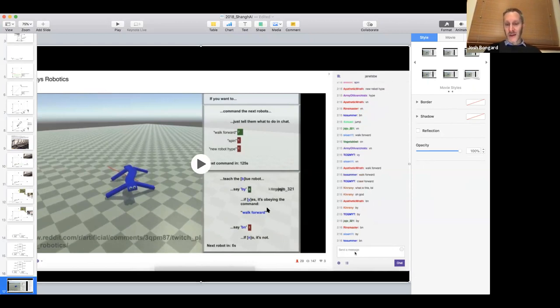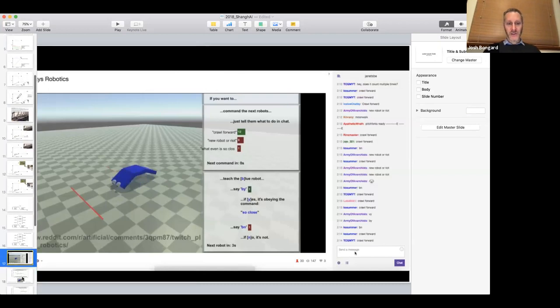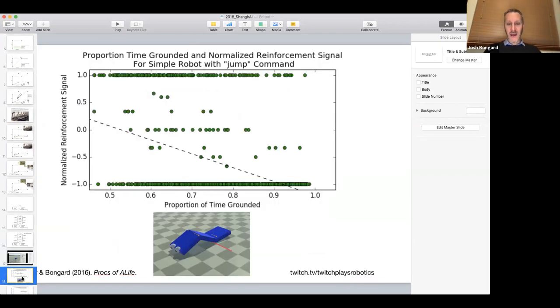have been issued thousands of commands by tens of thousands of users, and we have several million pieces of reinforcement at the moment. So we have this growing data set, which the machines can then use to try and ground some of these commands. And I'll show you just a little bit of this data set and how this process works. This is one particular robot.